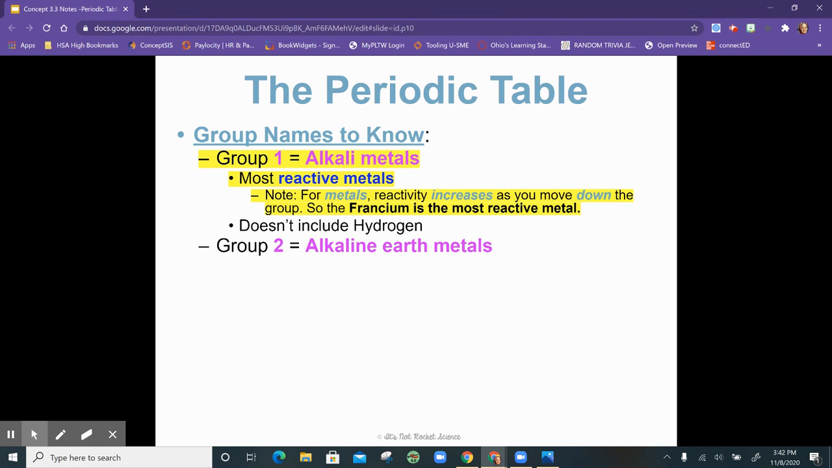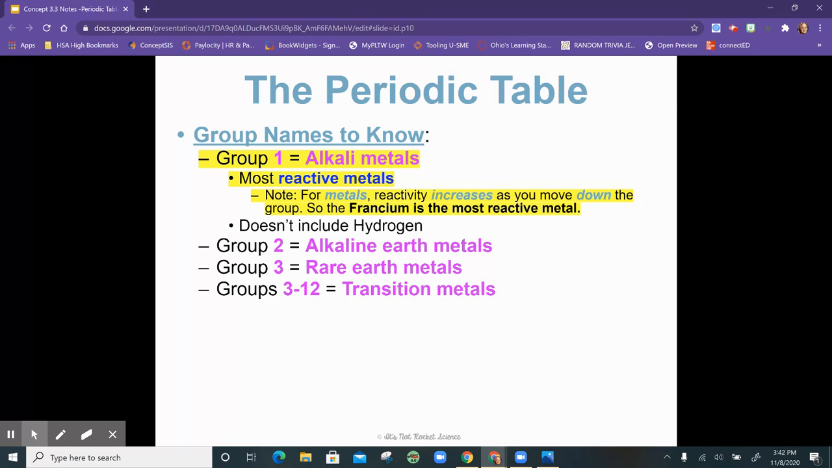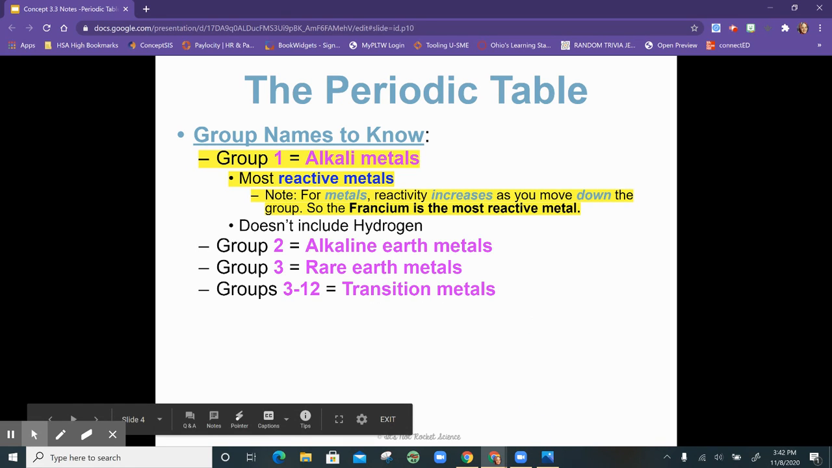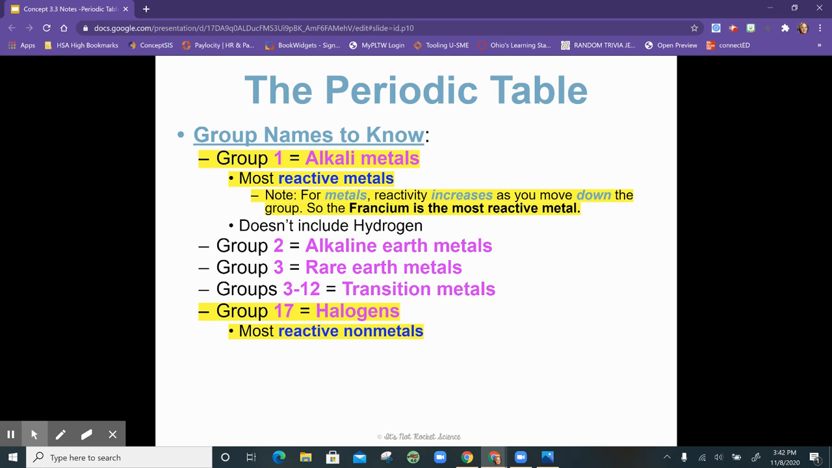Group 2 is alkaline earth metals. Group 3 is called rare earth metals. Remember, group 3 is considered as transition metals, also called rare earth metals. Groups 3 through 12, right at the center of the periodic table, are called transition metals. I'll show you the periodic table and I'll repeat these in just a second.